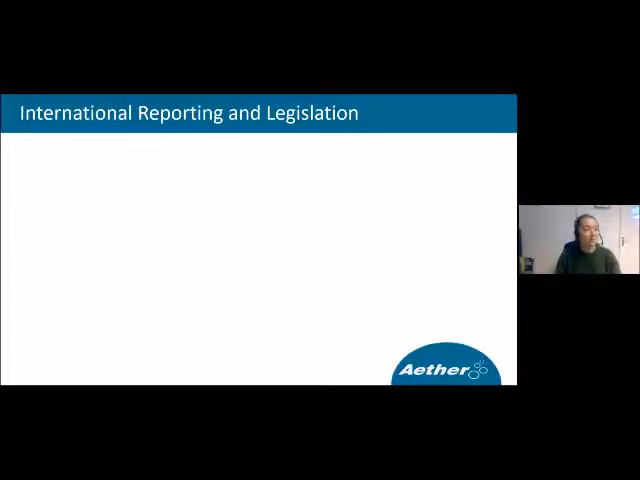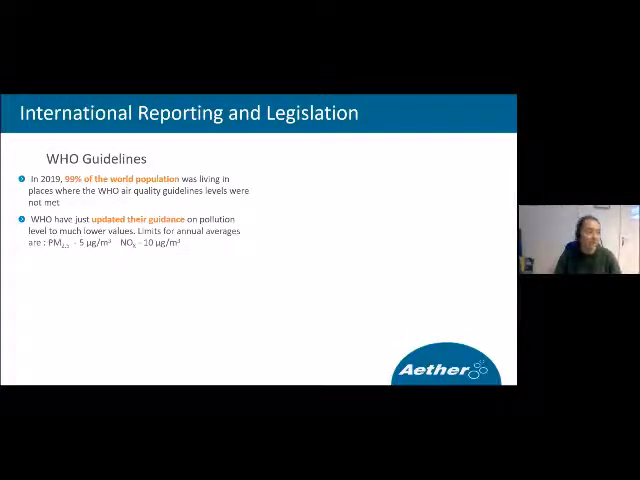So why do we do it? Obviously the World Health Organization has guidelines, which I'm sure you're very aware of, and they've recently been updated. The guidance is that pollution levels have to be below a certain concentration. For PM2.5, the annual average has to be under 5 micrograms per cubic meter, and for NOx, it's under 10. In 2019, they estimated that 99% of the population was living in places where the World Health Organization deemed that these air quality levels were not met.